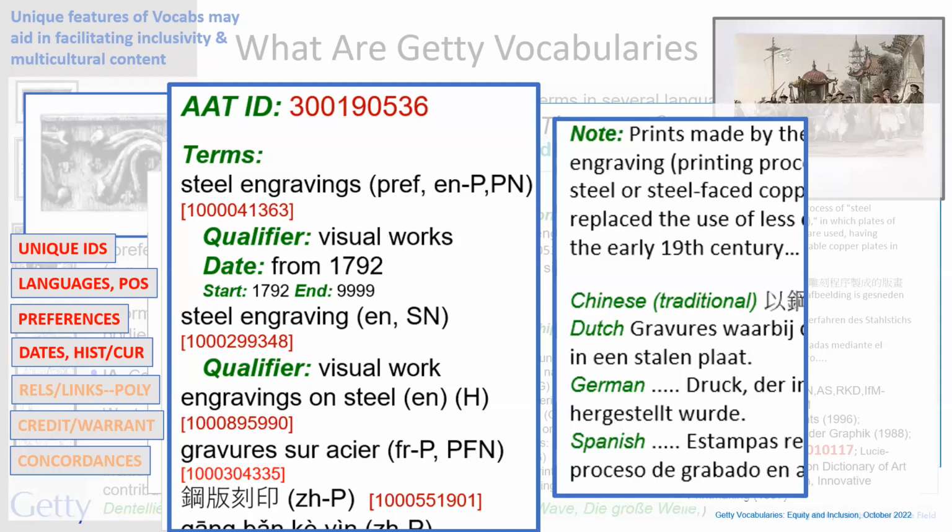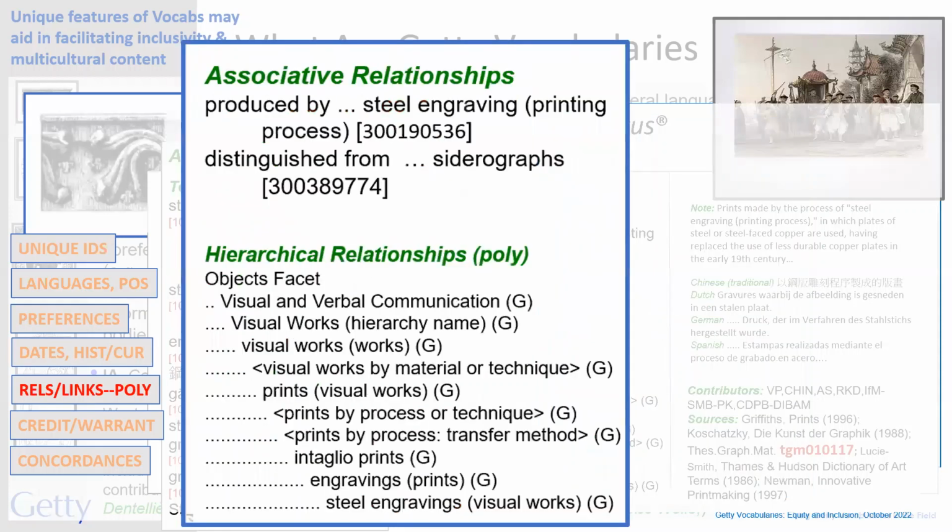Also, preferences are marked, and that's very important. I'll bring that up again later so you know which is preferred, which is used most often in publications, and which is preferred for each language and each source, etc., by each contributor. So we have the terms in multiple languages, and also the scope notes might be translated in multiple languages.